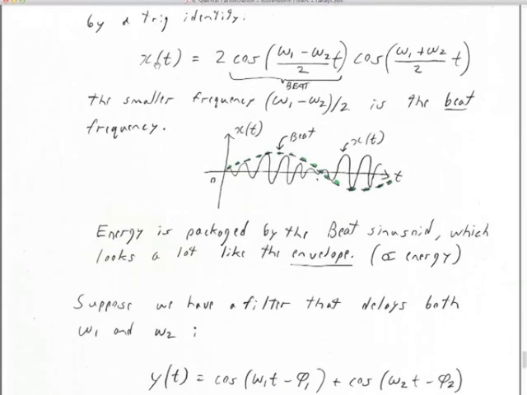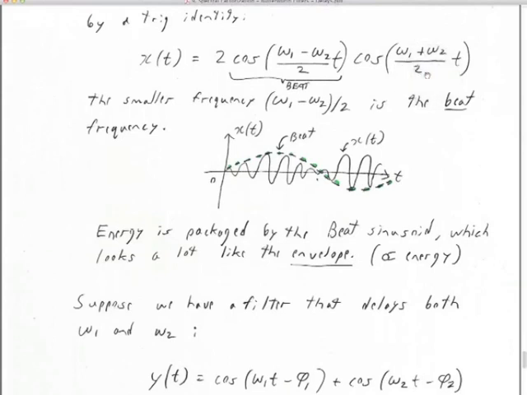All right, so x of t is equivalently 2 cosine of the quantity omega 1 minus omega 2 over 2 times t, and then the other thing in the product is the cosine of omega 1 plus omega 2 divided by 2 times t. Now what are we looking at here? Clearly omega 1 and omega 2 are different. This cosine is dealing with the average frequency of those two.